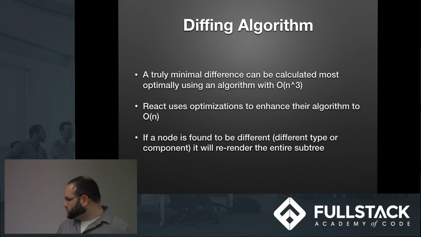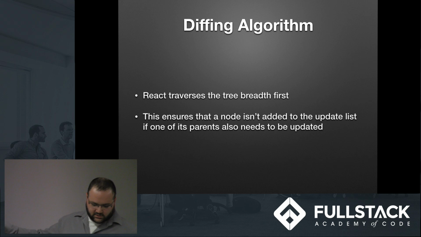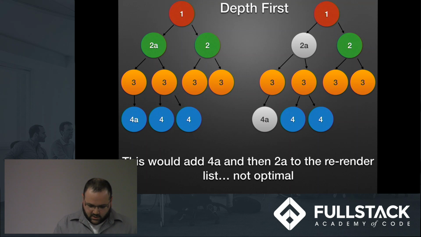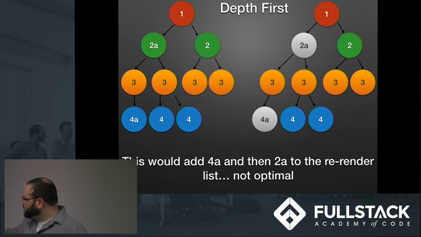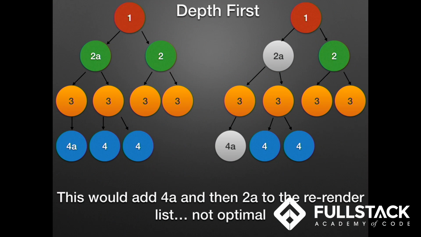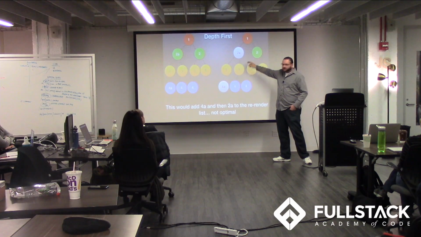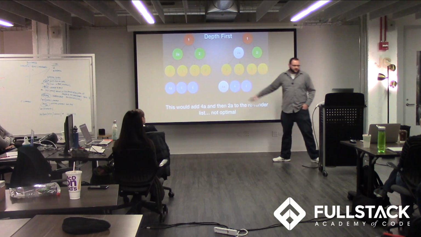So the trick is that if the node's different, it will re-render the entire subtree, and it completely ignores what else is going on down there. So it does breadth first, and an example of that is here. If it were to use a depth first algorithm, what you can see here is that 2a and 4a are the ones that changed. If it went depth first, it would put 4a on the update list and then 2a. So if it ran 4a and then updated 2a, well, you just did this for no reason.